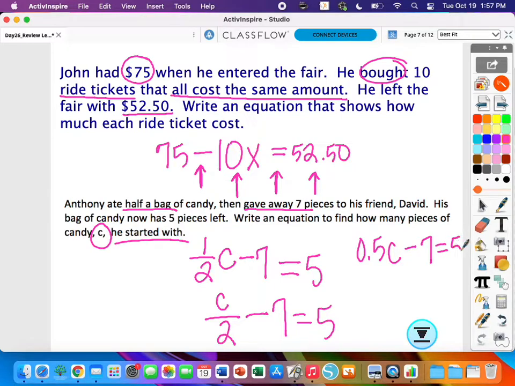And that's totally fine as well, because that's the same thing as your first one. That's half of C.